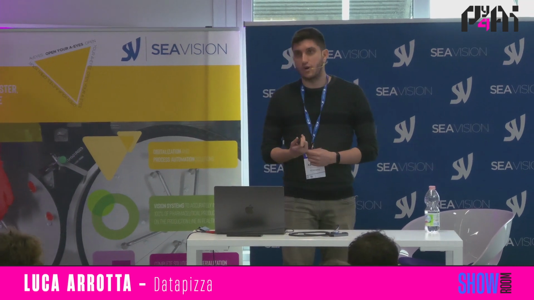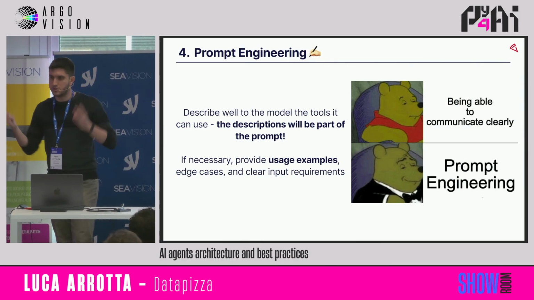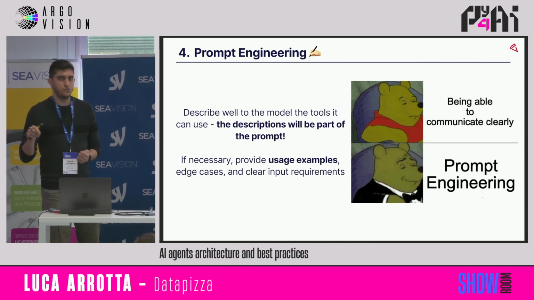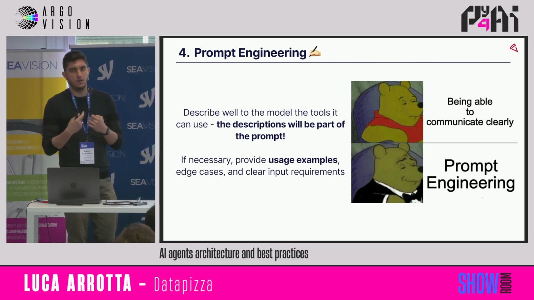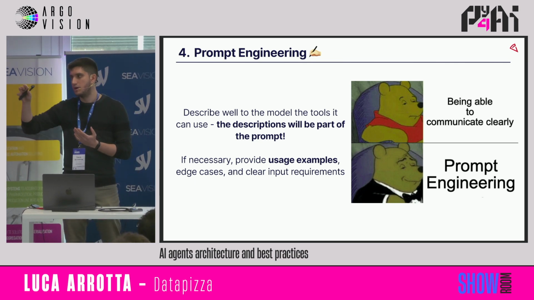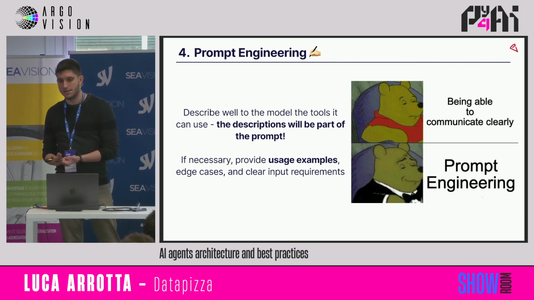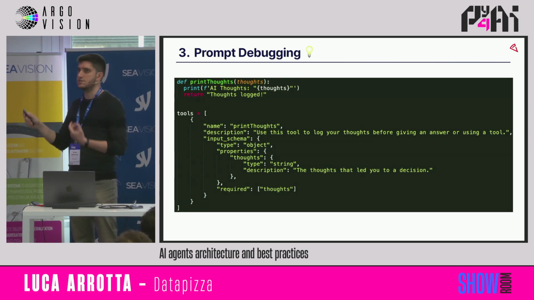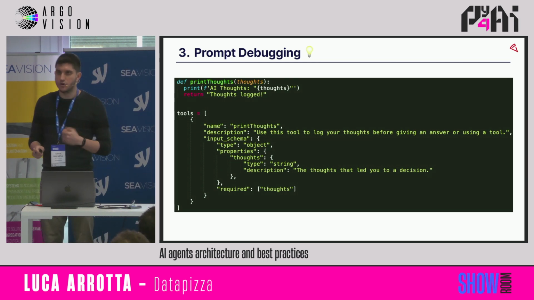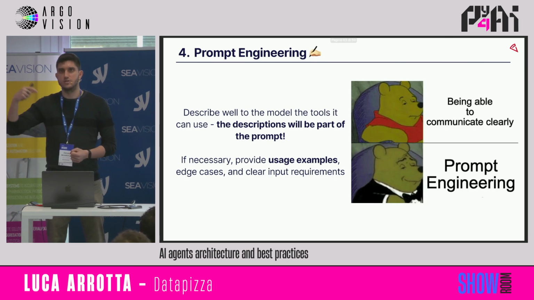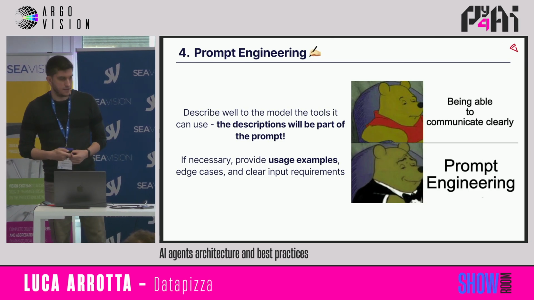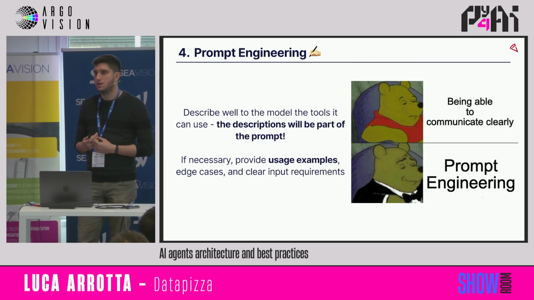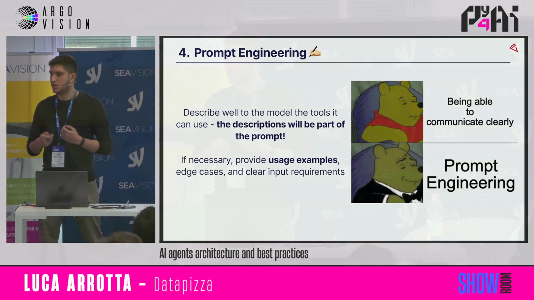Also, this suggestion is quite obvious. I hate the word prompt engineering, but I just want to remind you that the descriptions of the tools are actually prompts that, under the hood, will be part of the system prompt of the LLM. So when you implement a tool, the description in natural language must be unambiguous, because it will be part of the system prompt of the agent. And maybe for complex tools, you also have to add some usage examples, edge cases, and so on.